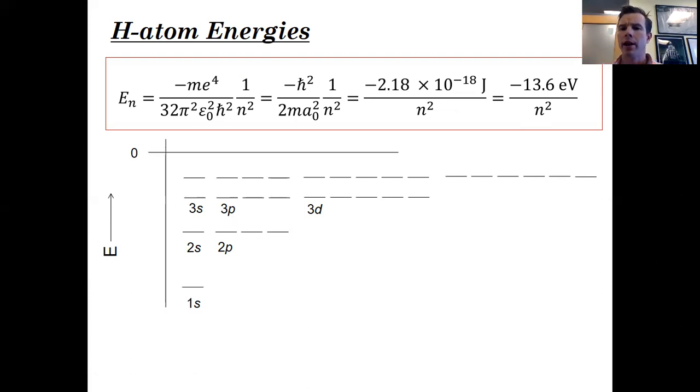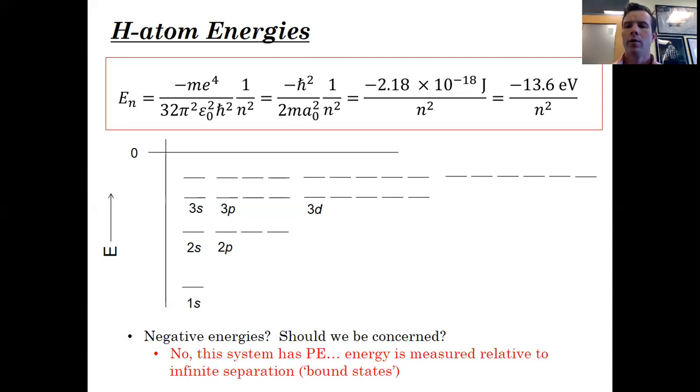Let me point some things out about this energy level diagram that might be confusing. The first is, this is our first system in which we have negative energies. Everything else had a positive energy. And maybe that's alarming. Should we be concerned? The answer is no. Remember that this system has potential energy. There's a Coulombic attraction between the electron and the nucleus. And it's that potential energy which produces these negative total energies. We refer to these as bound states. We're measuring the energy of the system relative to an infinite separation of the electron and nucleus. If they were infinitely separated, they would have an energy of 0. We're looking at the energy relative to that.